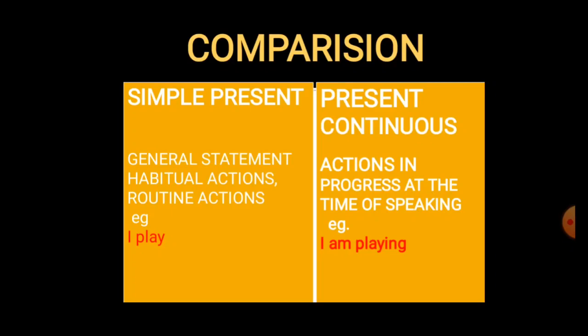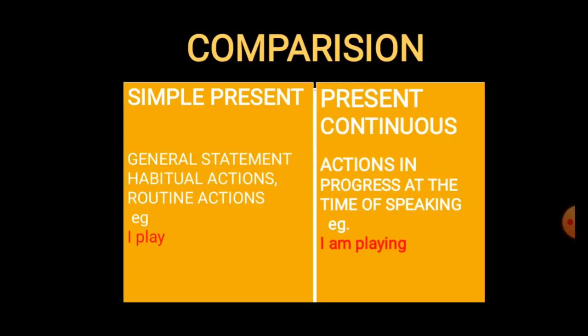So now let's begin. Now, when do we use simple present tense? We use simple present tense when we want to describe things in general, or we can say any general statement, habitual actions or routine actions. For example, I play, or she sings a melodious song.